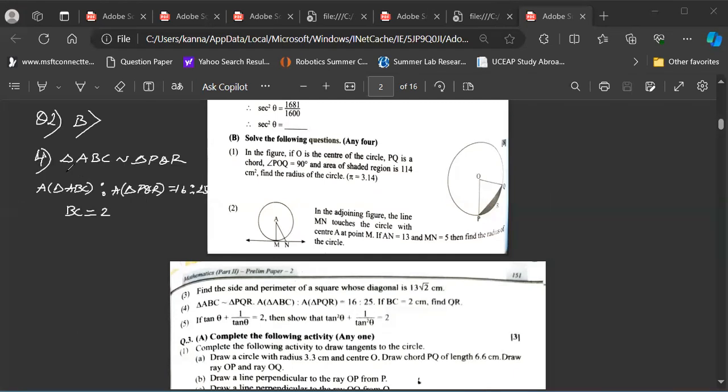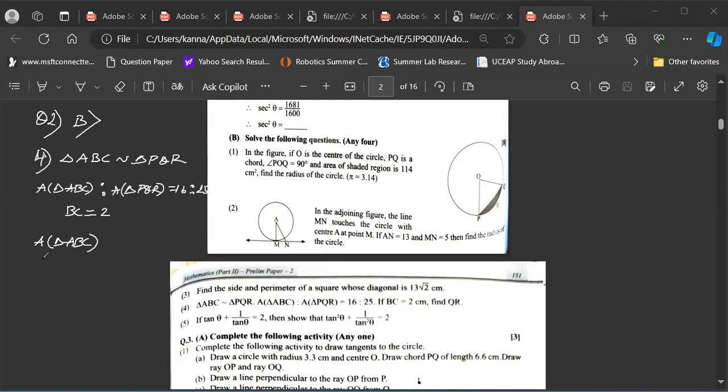The fourth question says triangle ABC is similar to triangle PQR. The area of triangle ABC is to the area of triangle PQR as 16 is to 25. BC is 2 centimeters. They want me to find QR. Naturally, whenever triangles are similar and area is given, you think of only one theorem, children: area upon area equals side square upon corresponding side square.